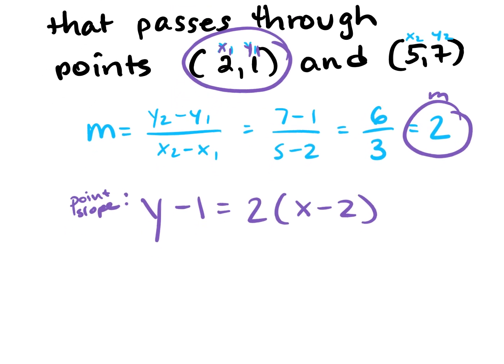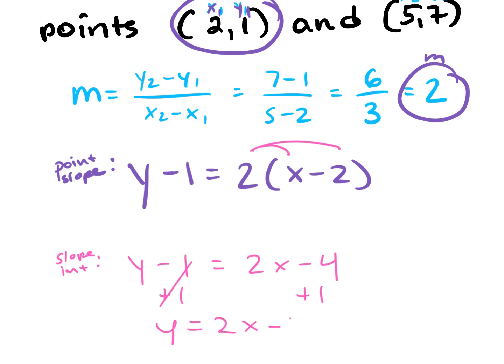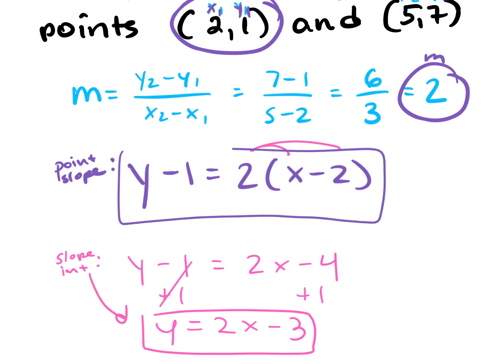What if the question asked us for slope-intercept form? What would we need to do? What do we do first? Distribute the 2. So we have y minus 1 is equal to 2x minus 4. What would we do next? Add the 1. So y is equal to 2x minus 3. So this would be slope-intercept form. The one in purple is our point-slope form. The question just asked us for point-slope form, but in case on a test or quiz that it asks for slope-intercept form, we know how to take it from point-slope and rearrange it into slope-intercept.